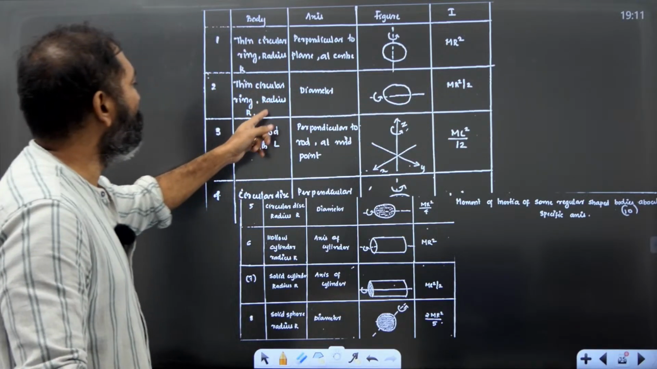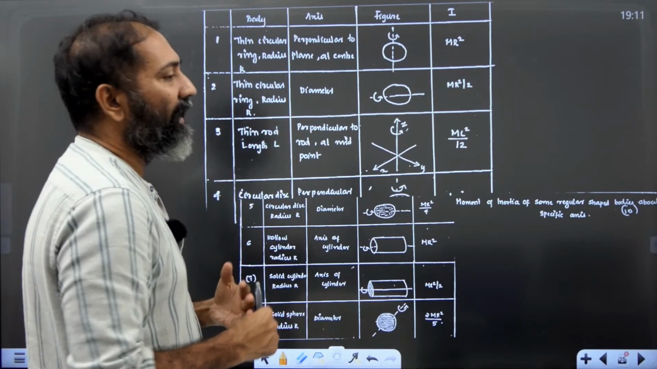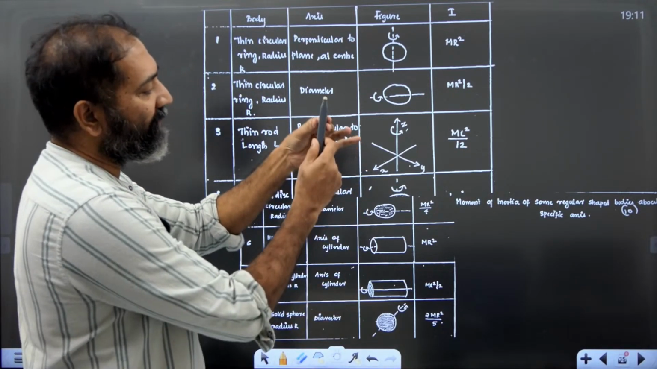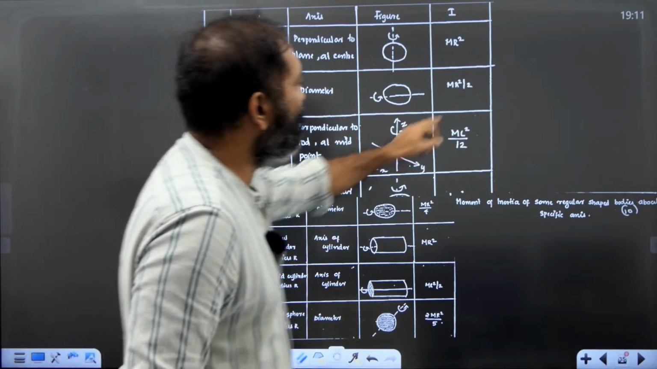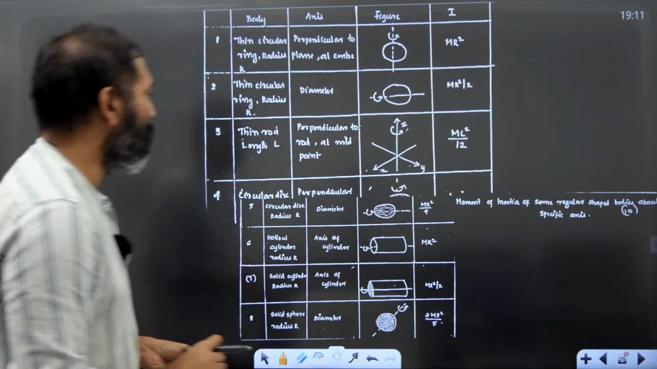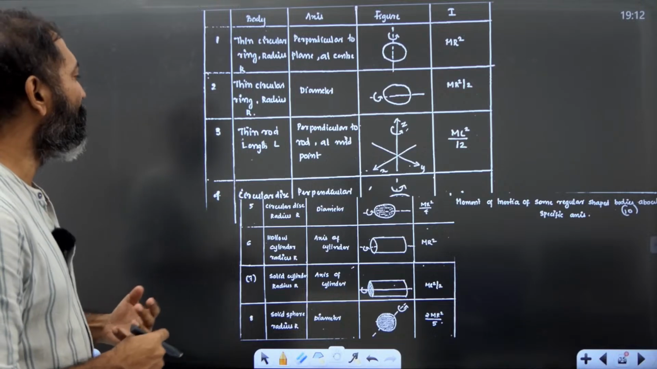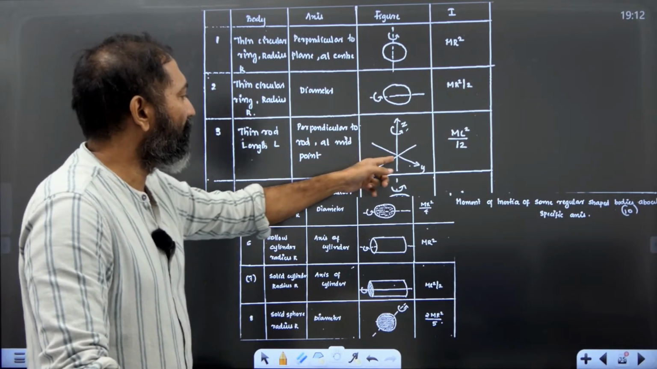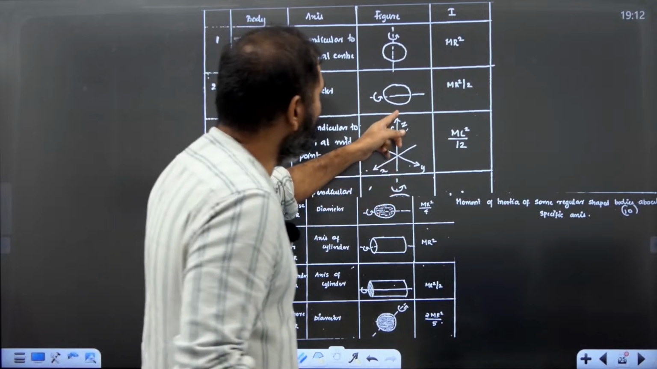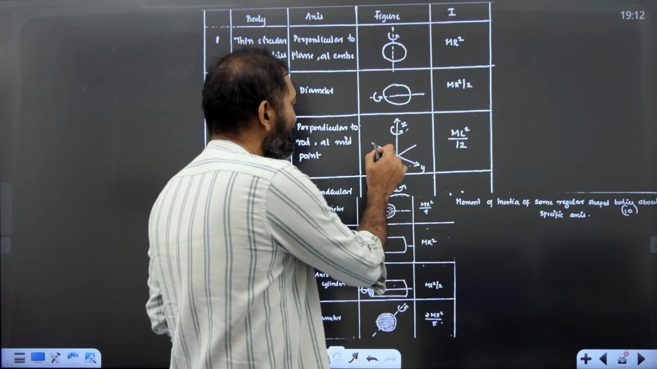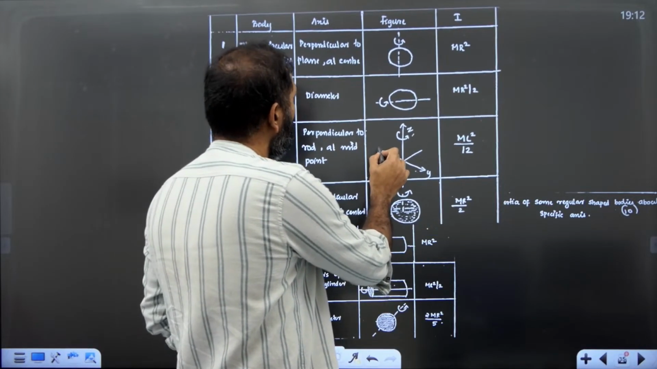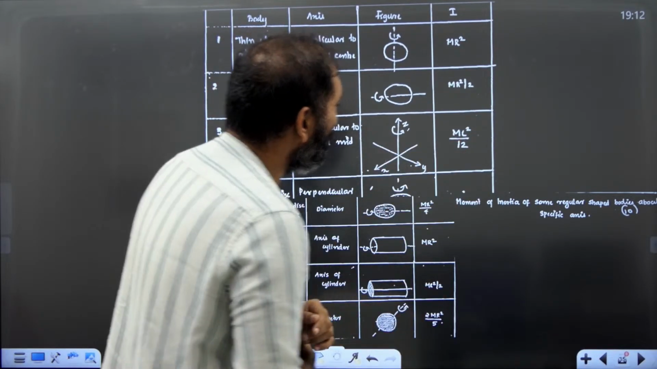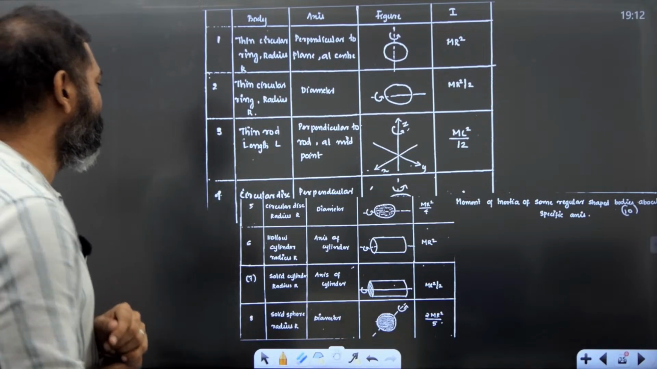Thin circular ring, axis along the diameter. So where the axis is along the diameter, what is the moment of inertia? MR square by 2. Then thin rod of length L, axis perpendicular to the rod at the midpoint. So this is the rod and this is the axis. What is the moment of inertia? ML square by 2, where L is the length.